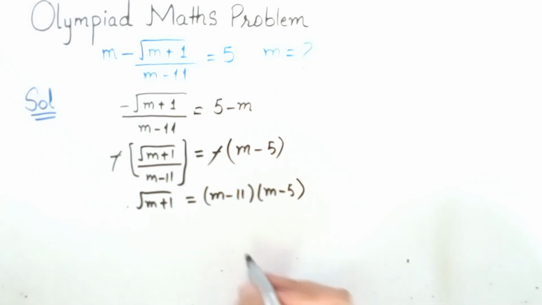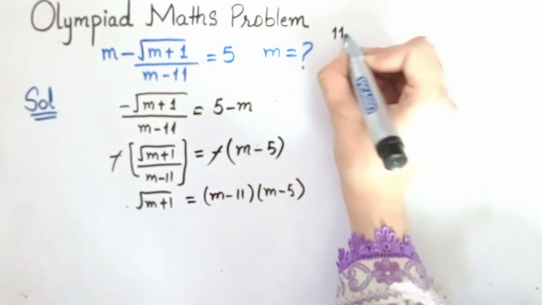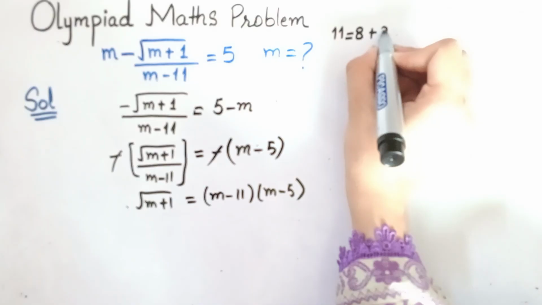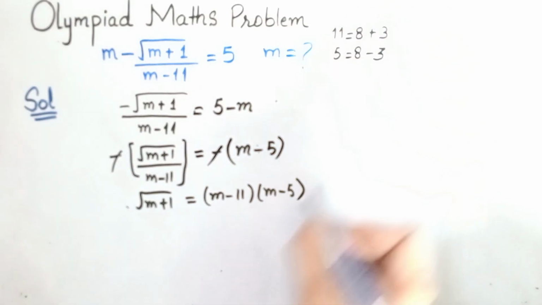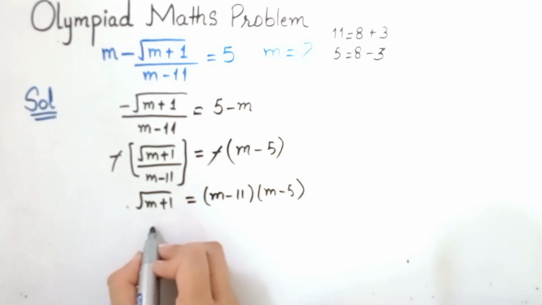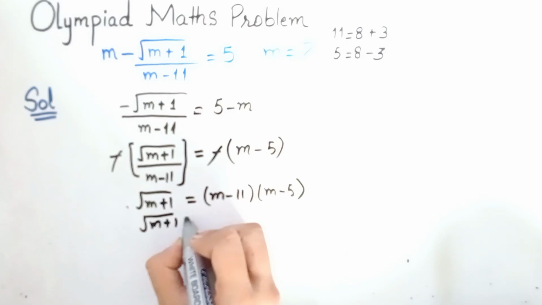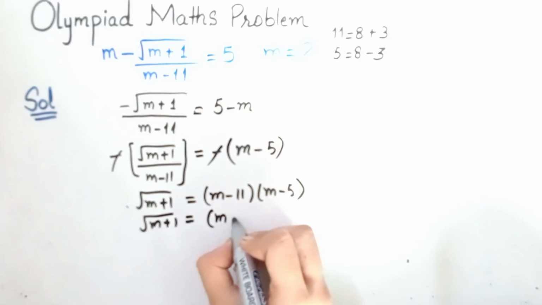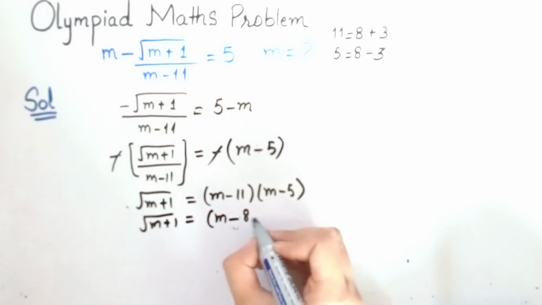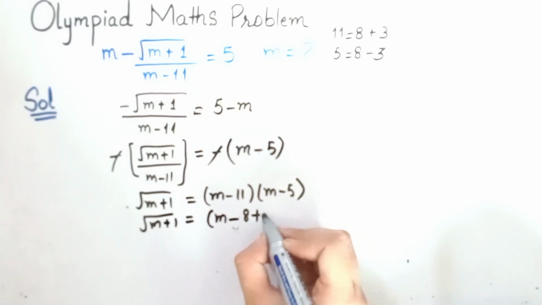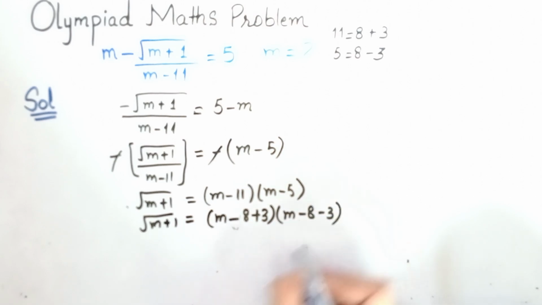Now before multiplication we will make a substitution here. We know that 11 can be written as 8 plus 3 and 5 can be written as 8 minus 3. So make this substitution here. We will write root of (m plus 1) equals (m minus 8 plus 3) and for this one (m minus 8 minus 3).